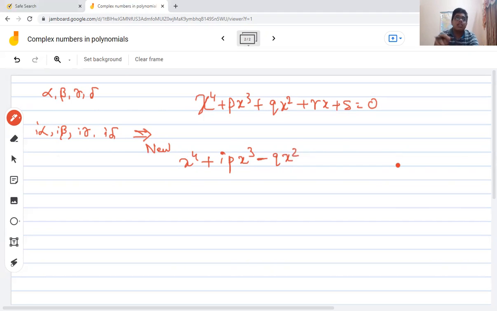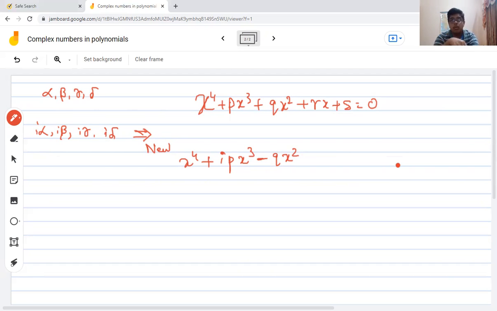Now, what happens if I take the roots 3 at a time? Then we're going to have alpha beta gamma plus alpha beta delta plus alpha gamma delta plus beta gamma delta. But what if we do the same thing in I alpha, I beta, I gamma, I delta? You can notice similarly that you would get an additional I cube term.